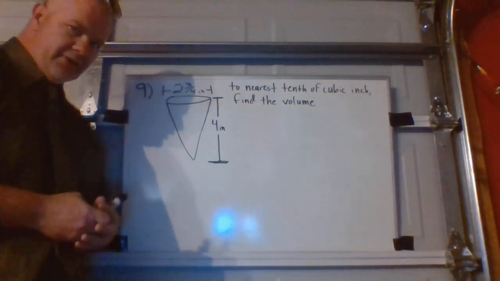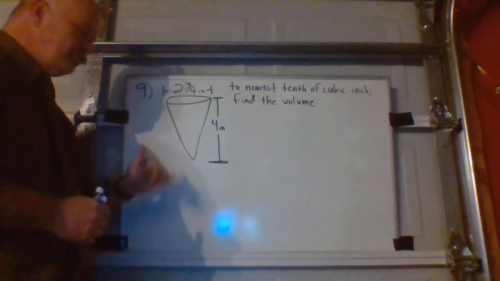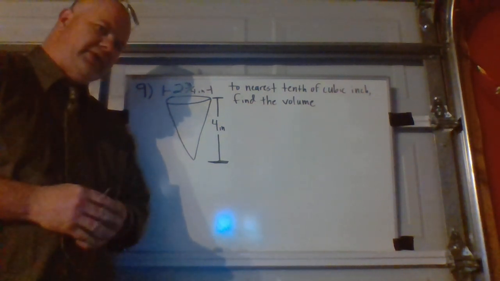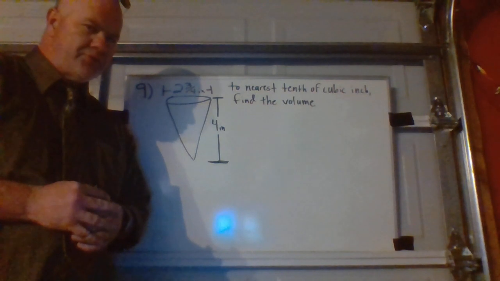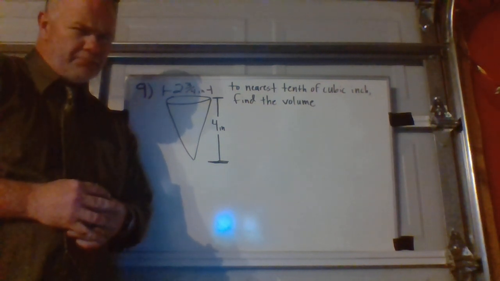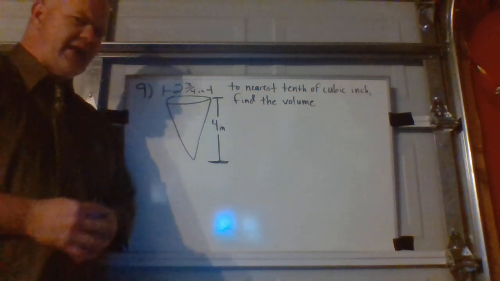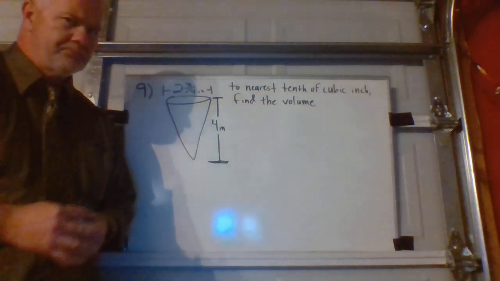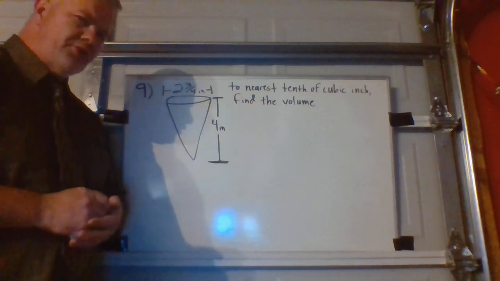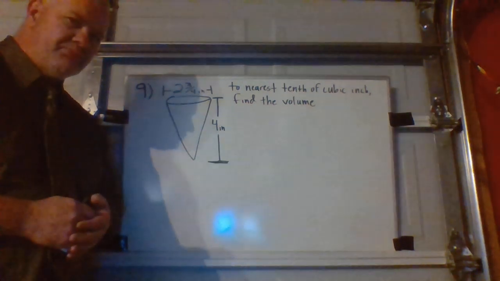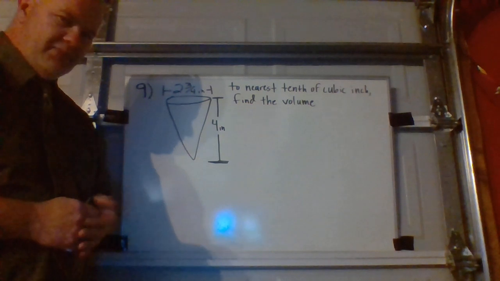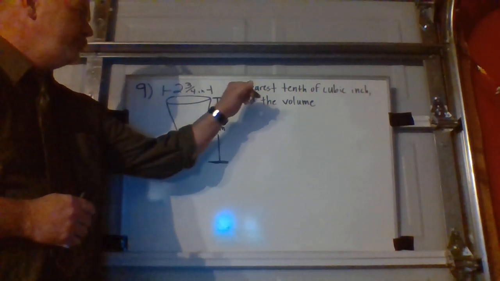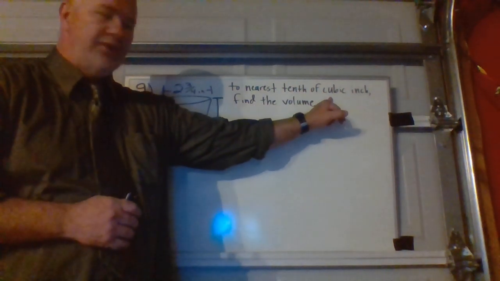Okay, question number 9. We have a picture of a cone. So, when you see a three-dimensional picture of an object, it's a pretty safe bet they're going to ask you to find the volume one way or another. This particular question explains that these are paper cups in an office. It gives you the following dimensions, and then the text says to the nearest tenth of a cubic inch.